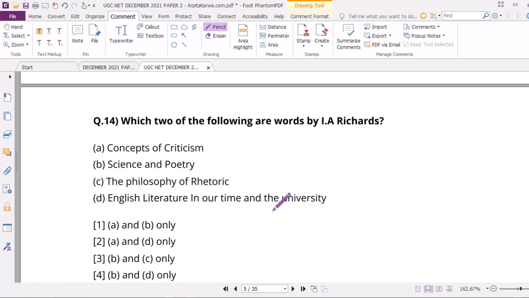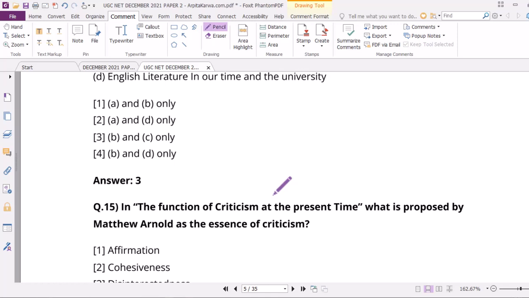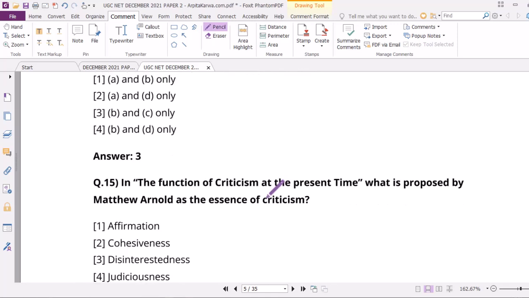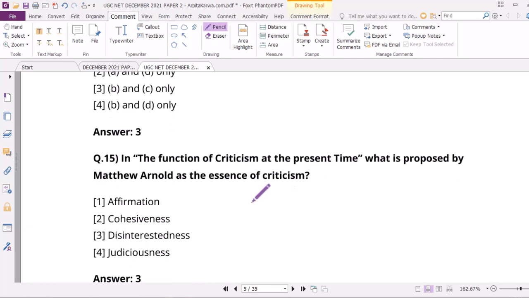Okay. Moving to the next question, we have The Function of Criticism at the Present Time. In this particular work, what is proposed by Matthew Arnold as the essence of criticism? Now, this particular work by Matthew Arnold, it's a very important work of his. So, the question is that what Arnold proposes here in this work as the essence of criticism. So, the options in front of you are affirmation, cohesiveness, disinterestedness and judiciousness. So the correct answer here is C, that is disinterestedness.